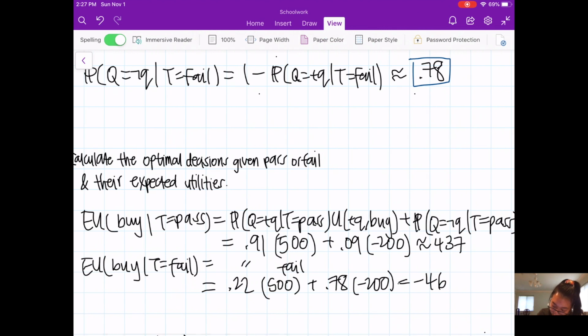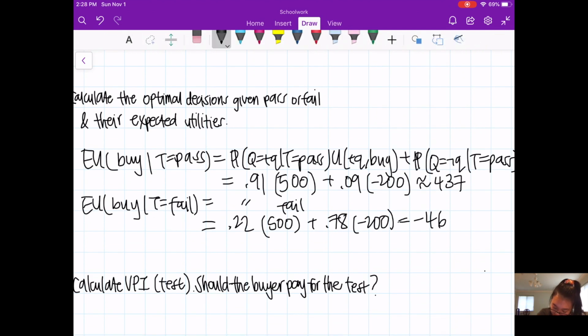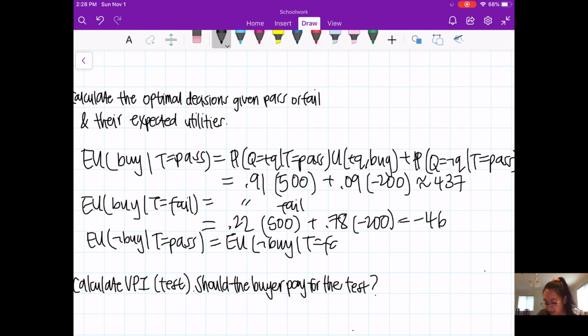And then the other two are easier to solve because we just have the EU of if you don't buy, whether it's pass, which is going to be equal to the expected utility of not buying when T is fail, because you aren't buying, so you aren't spending any money, so this will just be equal to 0.